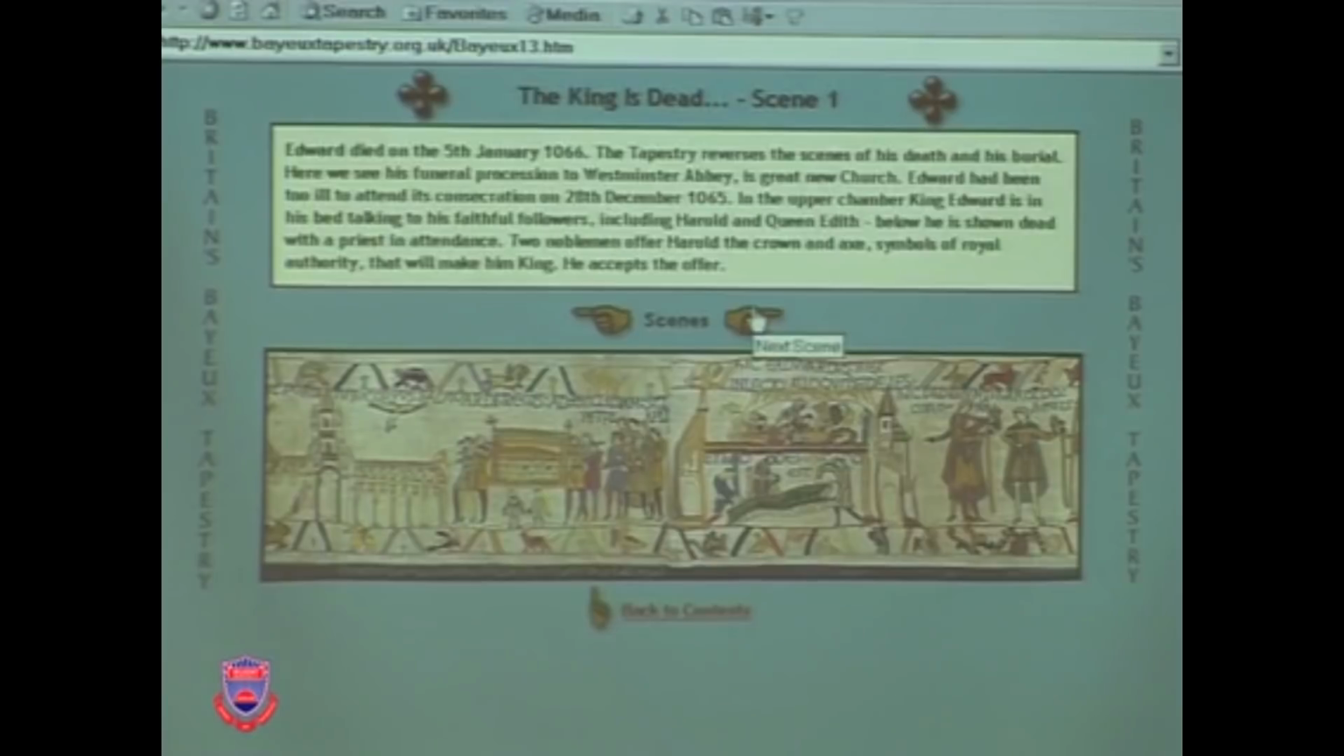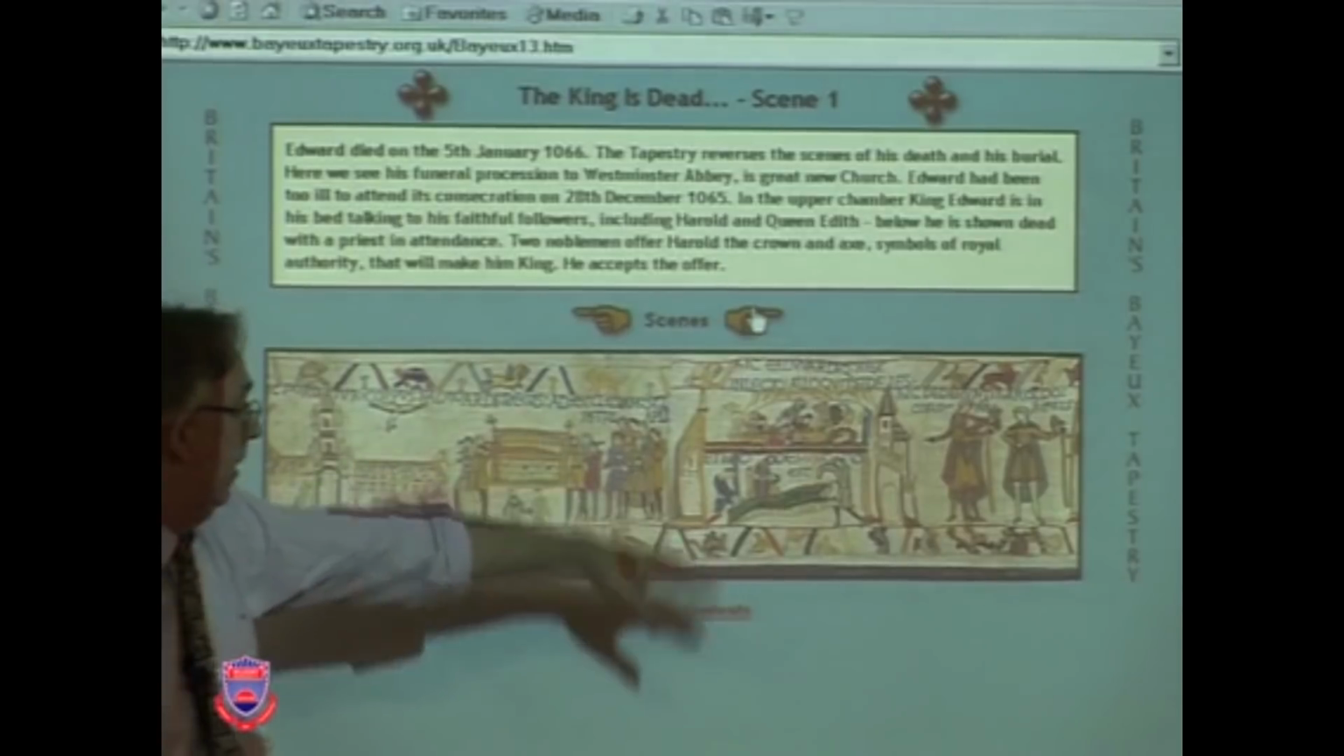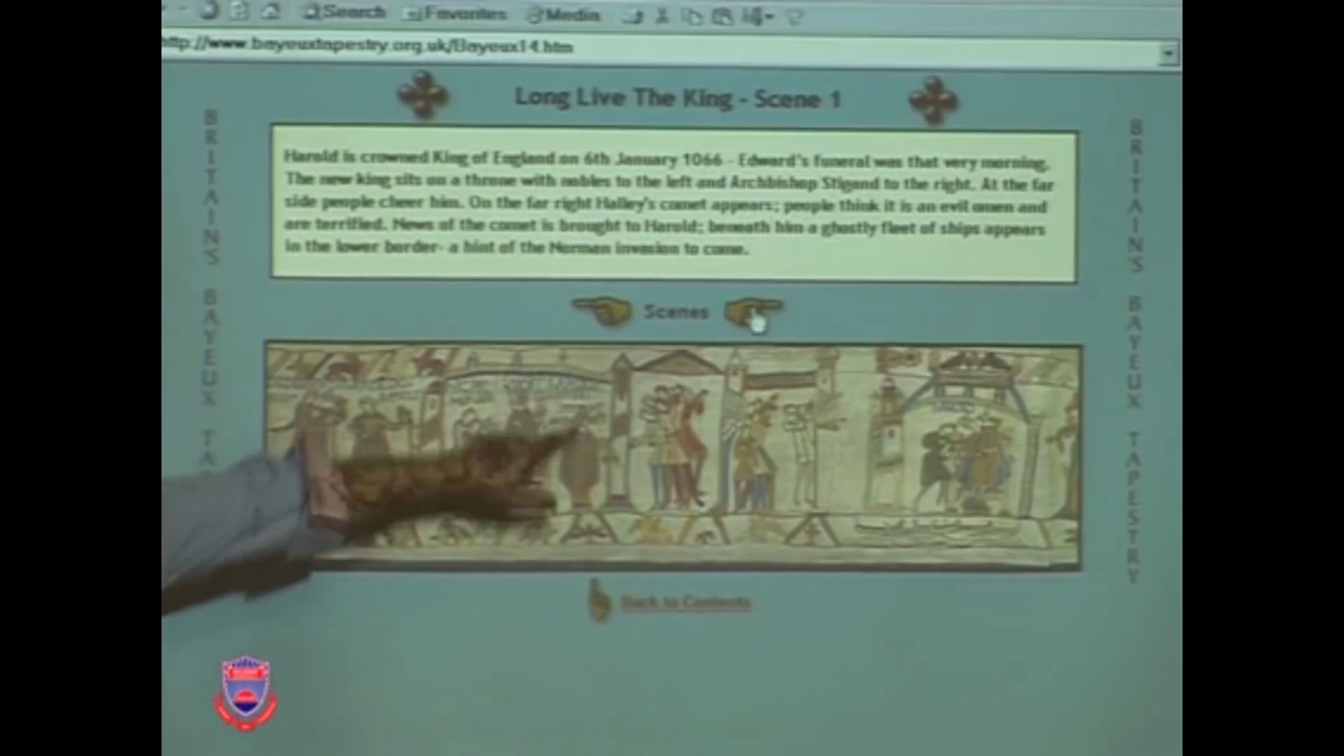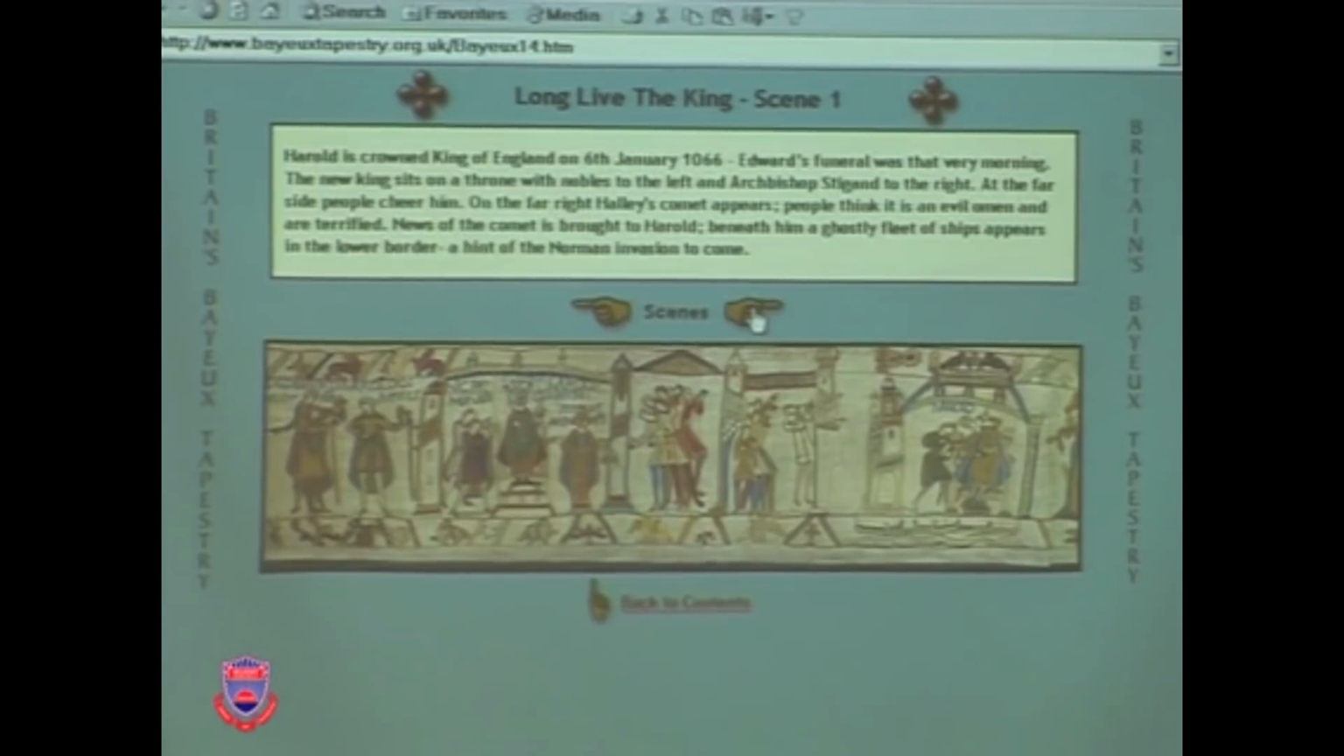Then he dies, more quickly than he would have done. They've missed out all the intervening years. That's not insignificant for things. And here he is being buried and so on. And this is the end of Edward. And then Harold becomes king. Okay, he becomes king of England. Rex Anglorum, king of the English.